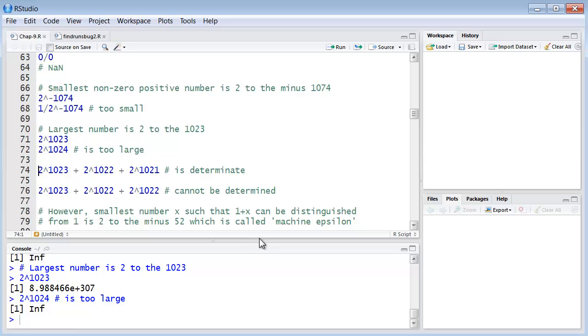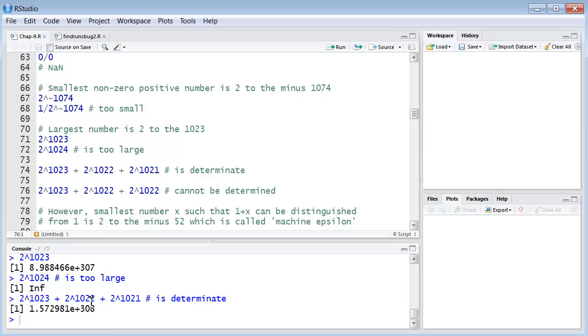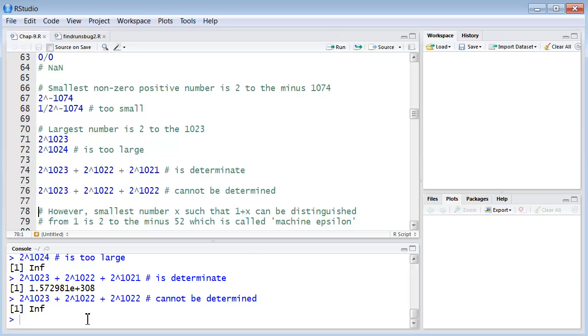Okay, here's another evidence of those little irregularities that we get. Let's start with the very largest number that you can possibly represent, 2 to the 1023rd power, and then we'll add to that 2 to the 1022nd and 2 to the 1021st. Well, when we do that, actually, we get a determinate number. We get a value. However, if we increase the second one just ever so slightly, we say, okay, this is the largest positive number that can be represented. Let's add this, which is a little bit smaller than the largest, and then add to it again. We find that it says it's infinite.